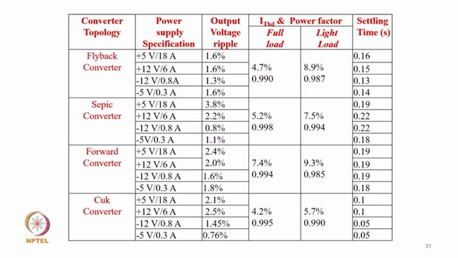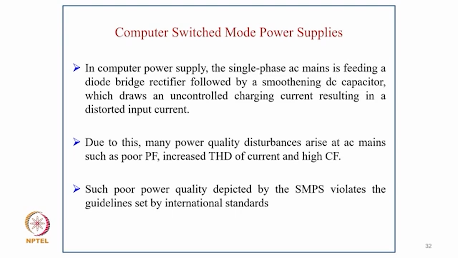These are typically the performances if in the same power supply we use different converters like flyback, SEPIC converter, forward converter and Cuk converter. And what is the response time, and what is the total harmonic distortion, THD, with the modification design, especially designed for a specific purpose in these power supplies, and voltage ripple too.